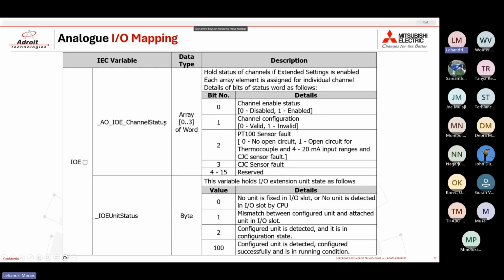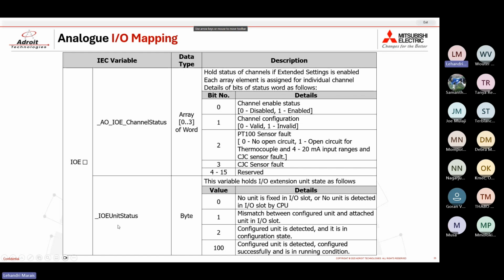Apologies. So you also have a channel status variable, as we did with the output channel. And once again, this holds whether your channel has been enabled, configured, whether there's a sensor fault, and so forth. The unit status once again indicates whether the correct unit is installed on your GSC, whether the configuration matches the unit installed, and whether your unit is in a running condition.